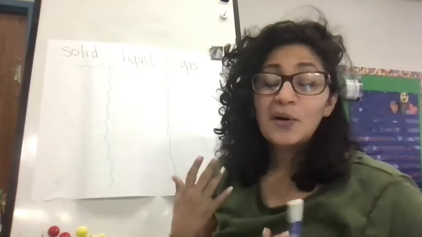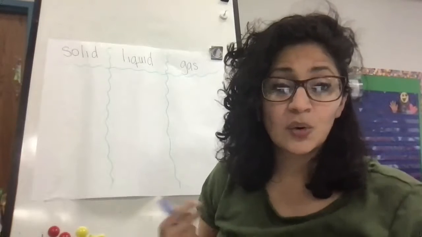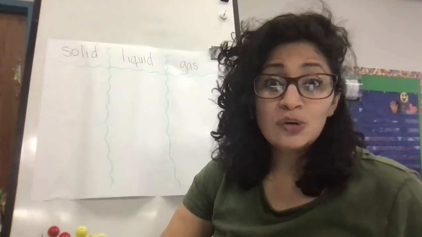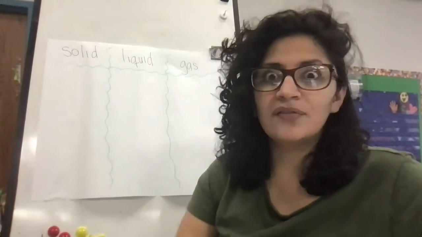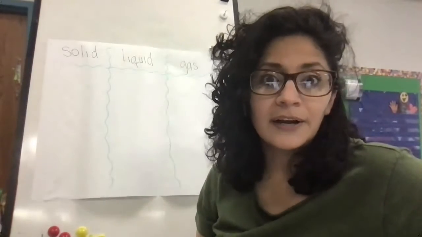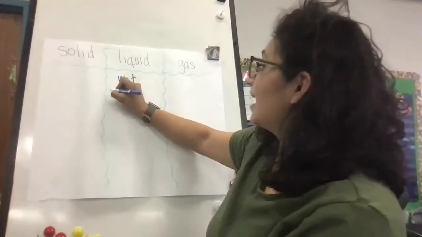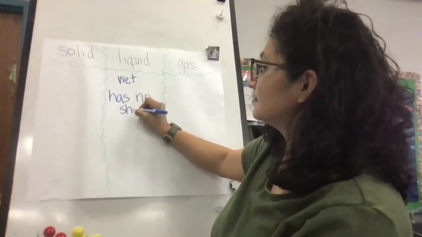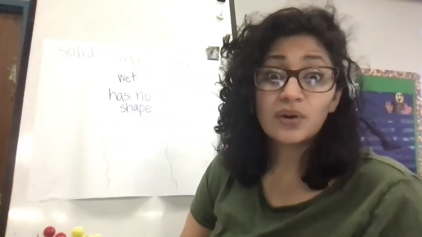Let's start with liquid. We've been using our friend water and exploring these 3 states of matter. So with liquid, we know that liquid is wet. It has no shape because if you pour it into a cup like I did, it takes the shape of that cup. Or if you pour it into a water bottle that's long and thin, it takes the shape of that water bottle, right? So we are going to put that it's wet. It has no shape because it could change. And liquid, friends, it can be hot or it can be cold.